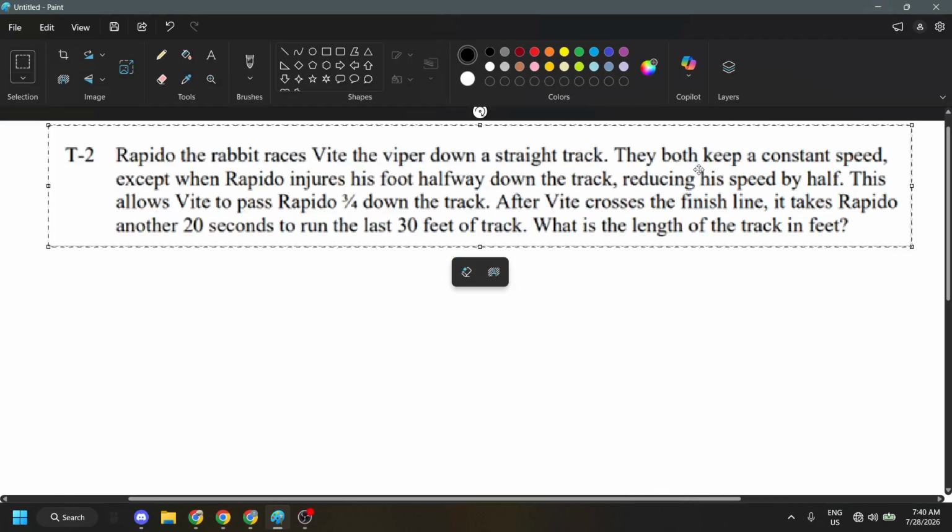Rapido the rabbit races the viper down a straight track. They both keep a constant speed except when Rapido injures his foot halfway down his track, reducing his speed by half. This allows Vite to pass Rapido 3/4 the way down the track. After Vite finishes the crossing line, it takes Rapido another 20 seconds to run the last 30 feet of the track. What is the length of the track in feet?